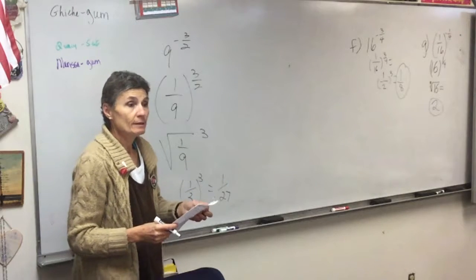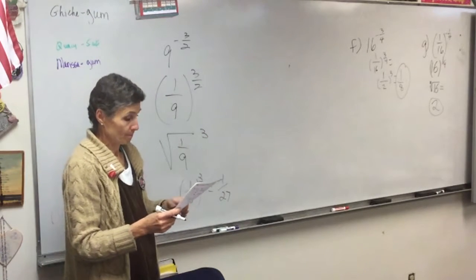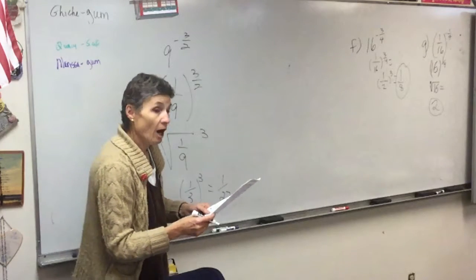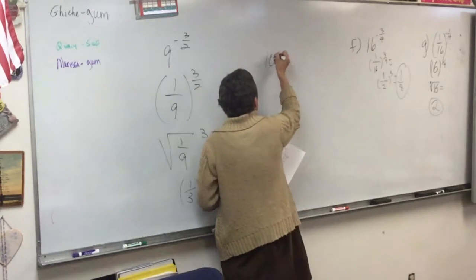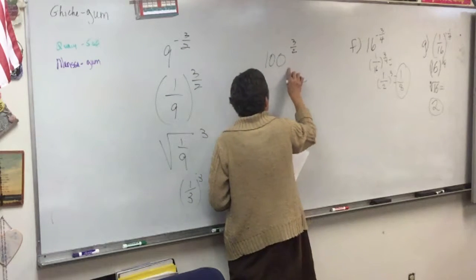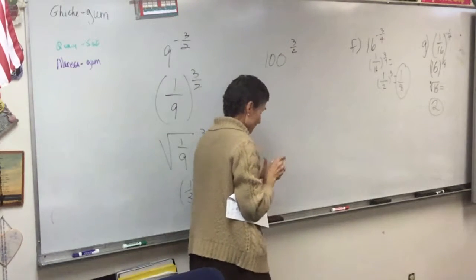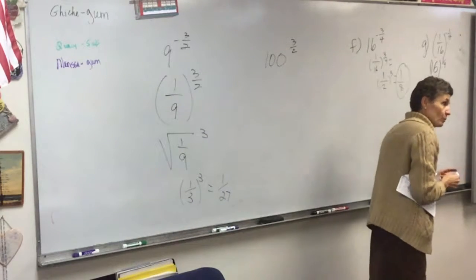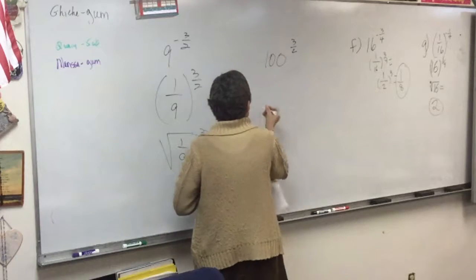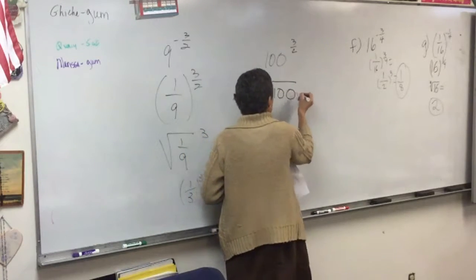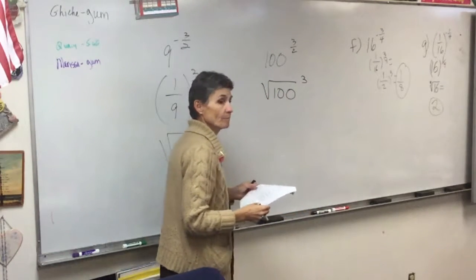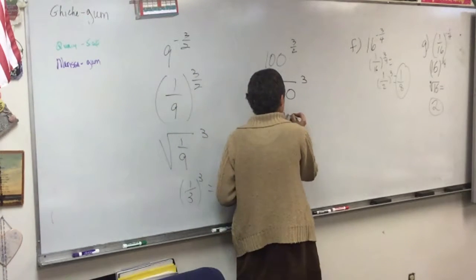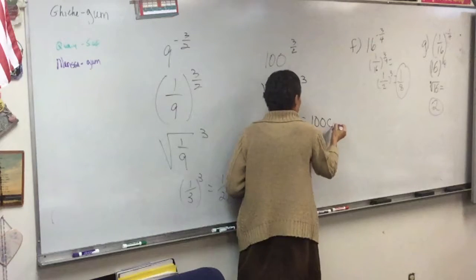All right, good. Another one you think you can do? Which one? 12. 100 to the 3 halves. Good, Trey. What does 100 to the 3 halves mean? The square root of 100 cubed. Square root of 100 is 10, and 10 cubed is 1,000.